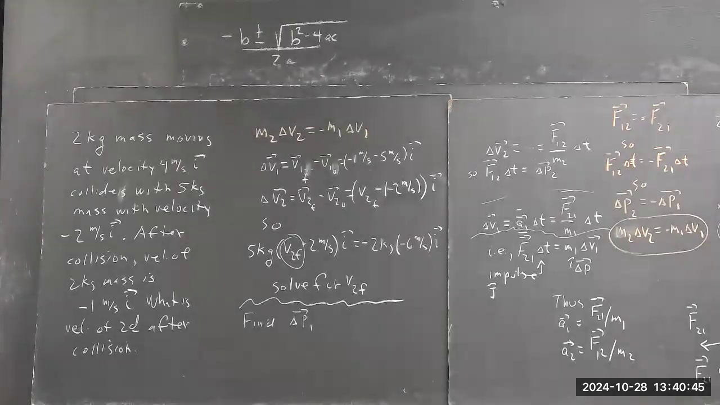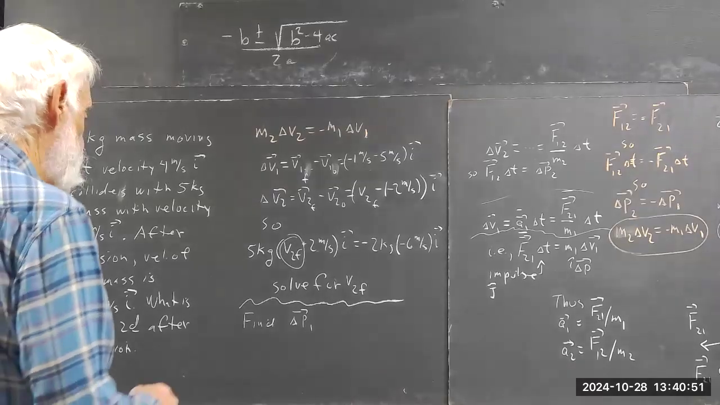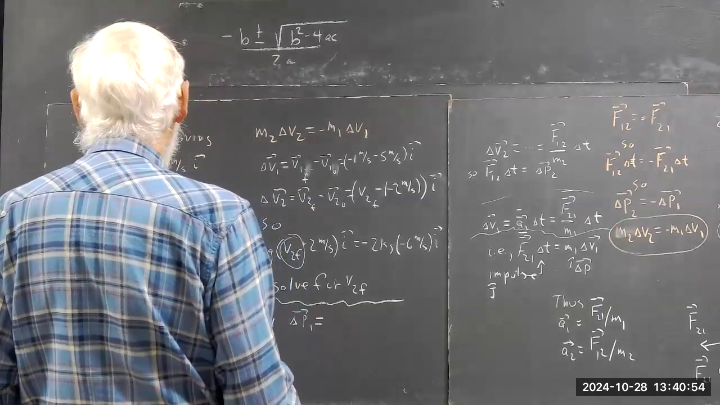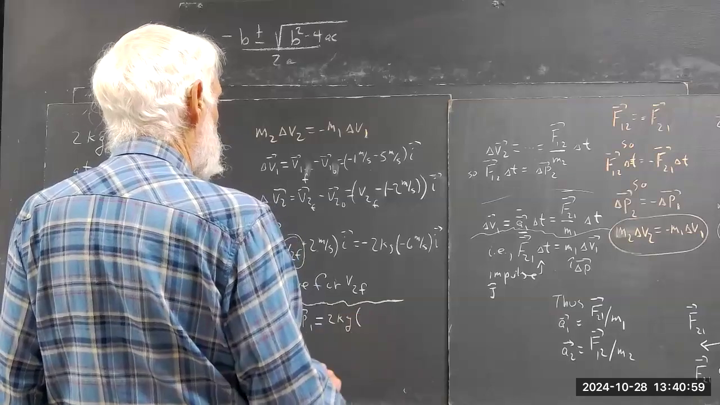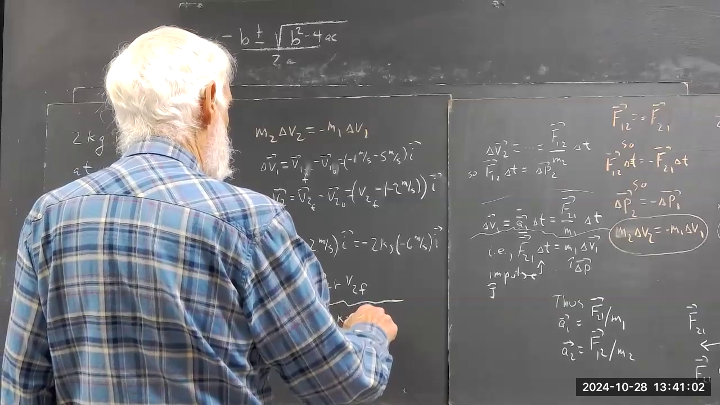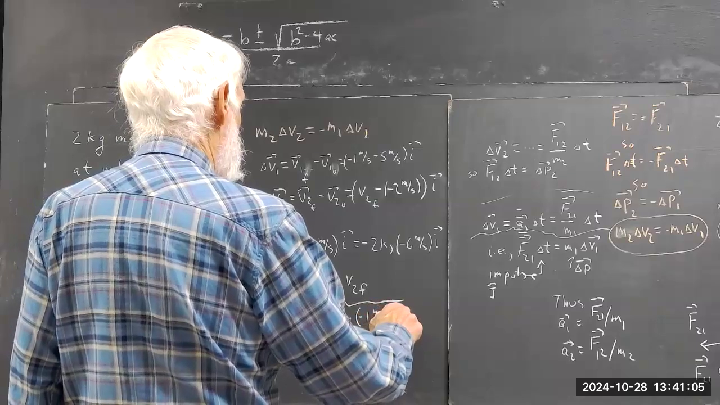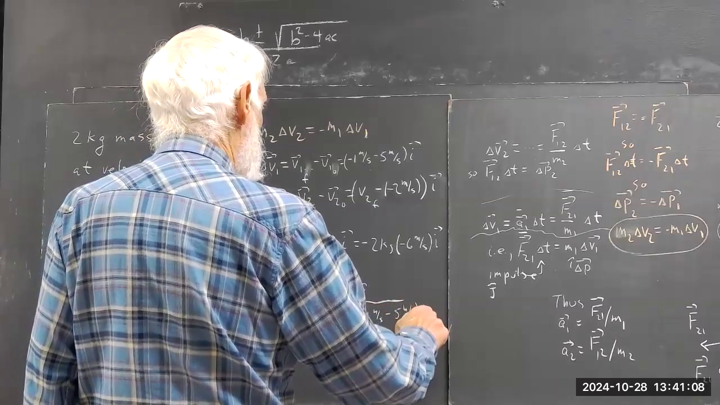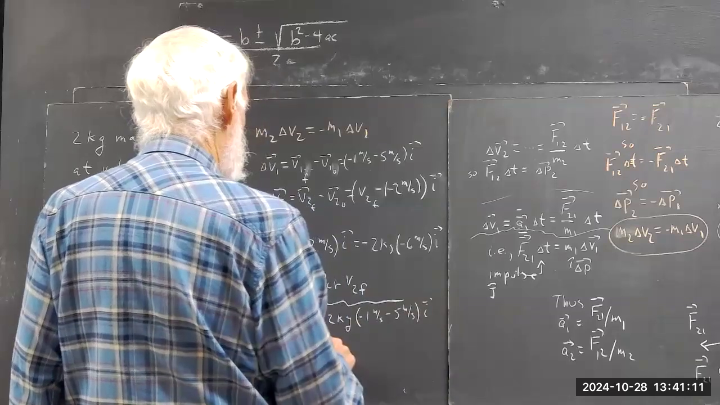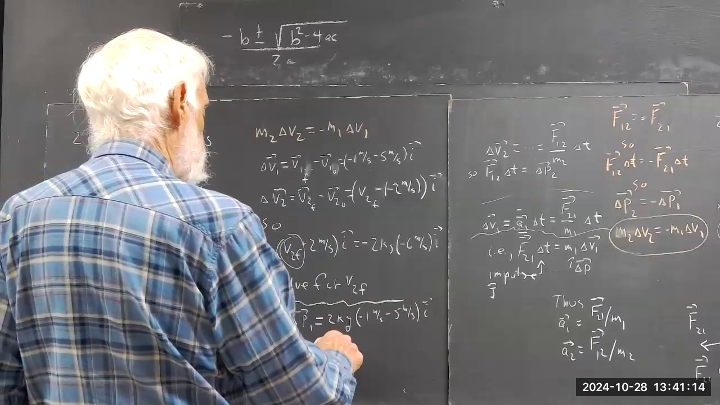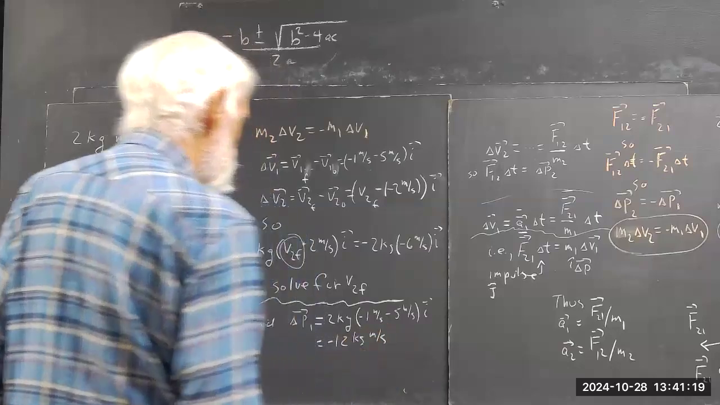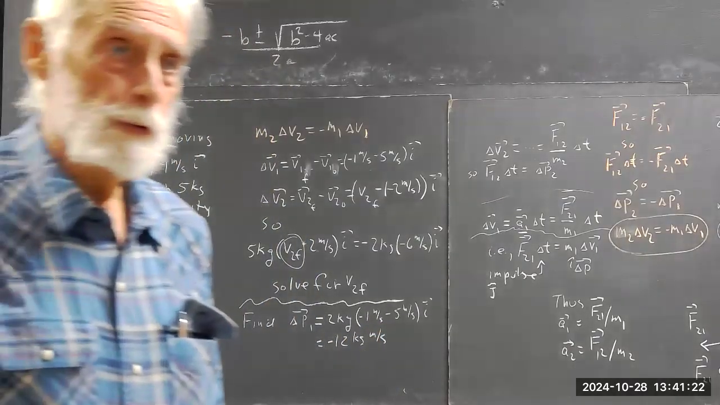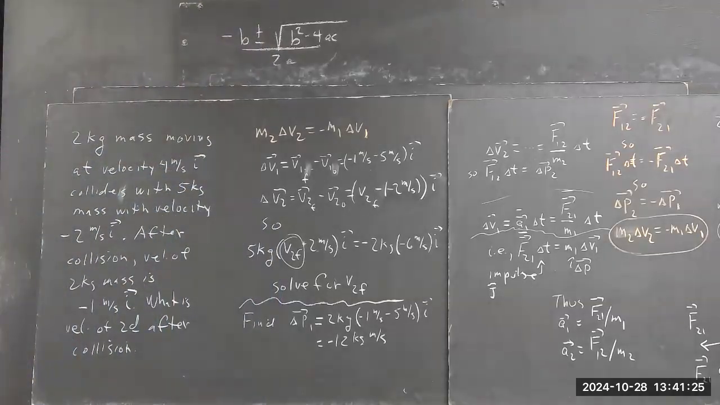Another way to do this is we say, okay, let's find delta P1, the change in momentum of the first object. It equals 2 kilograms times this, which is -12 kilogram meters per second. It's a perfectly good quantity. Got a question?